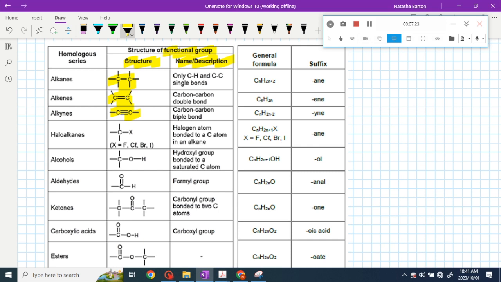If ever we ask you for the structure of a functional group, we need it exactly as it is on this page. So please go and learn this, circle it, star it, because this is very important. I find that learners get this wrong every year.